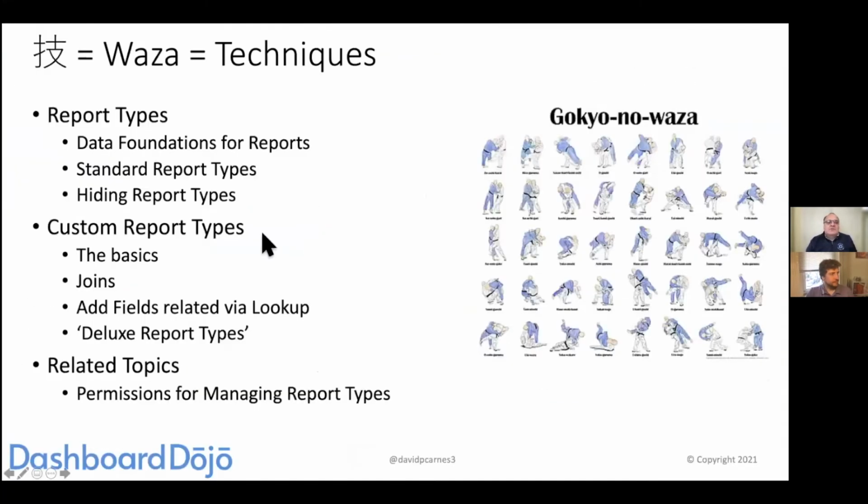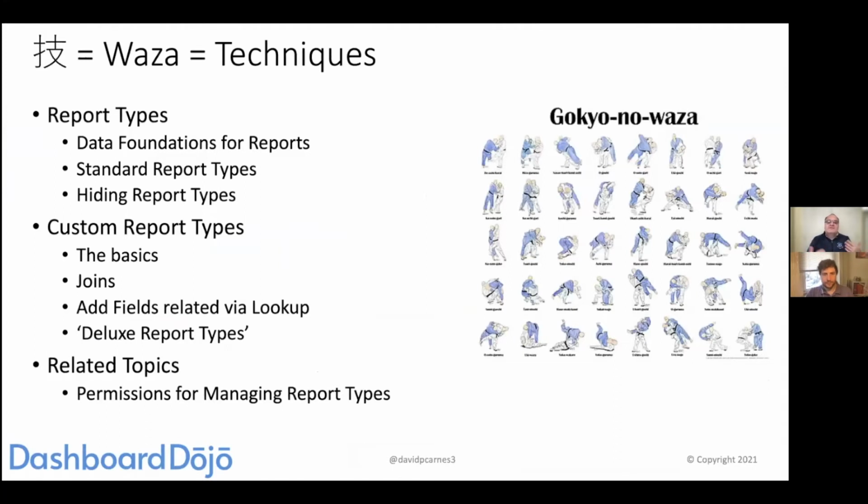All right, great. So we're going to talk about the data foundation for reports, which is report types. We'll talk about standard report types. We'll do a quick exercise on hiding report types. This is still done through Classic. Then we're going to shift gears and spend the rest of the time on custom report types.